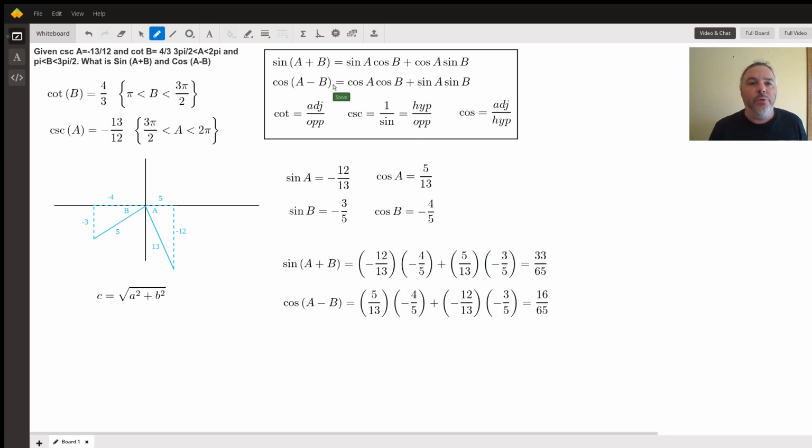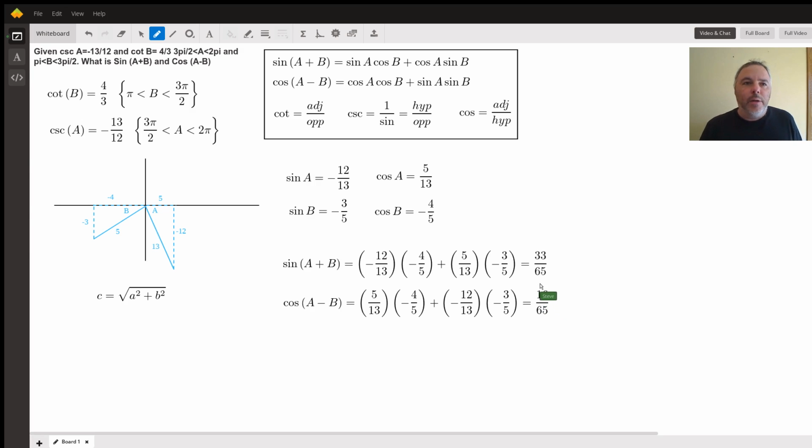Similarly, we can do this for cosine of A minus B and do the right substitutions as you see here. Similarly, we're going to get the same denominator, 65. And here we have 5 times negative 4, which is negative 20. Negative 12 times negative 3 is 36. 36 minus 20 is 16. And those would be the answers.